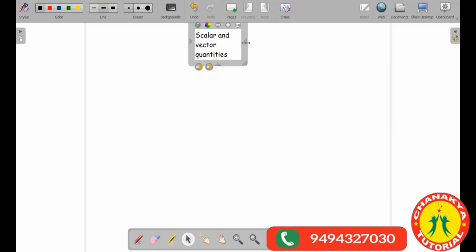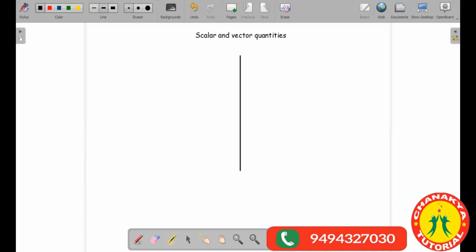So students, as we have seen, there are different types of physical quantities. We have seen a number of physical quantities like distance, speed, force, velocity, mass, area, volume, temperature. Now we will be classifying these physical quantities under two broad categories, dividing all the physical quantities into two categories. These categories are scalar and vector.